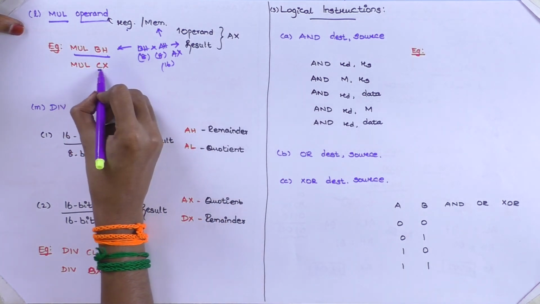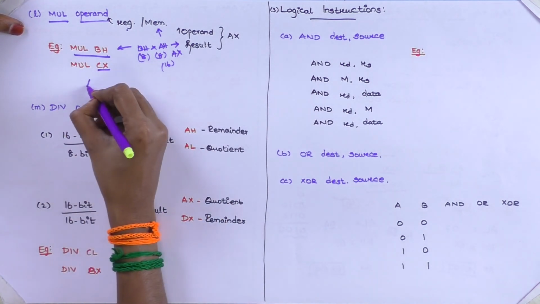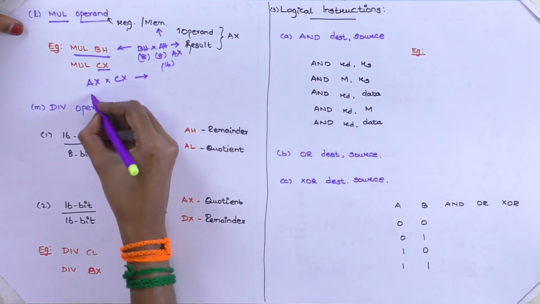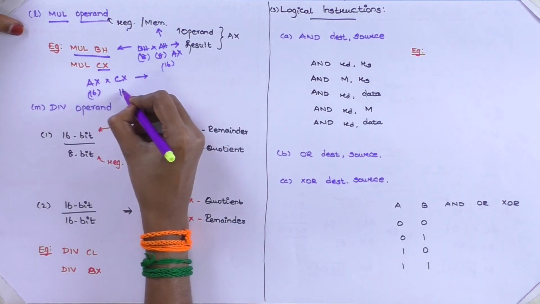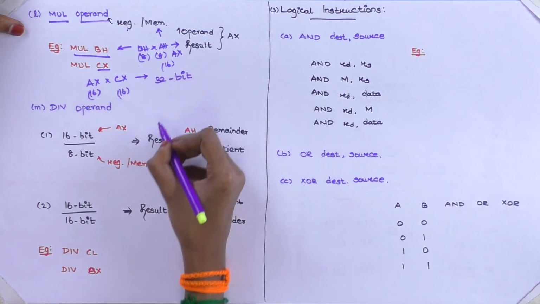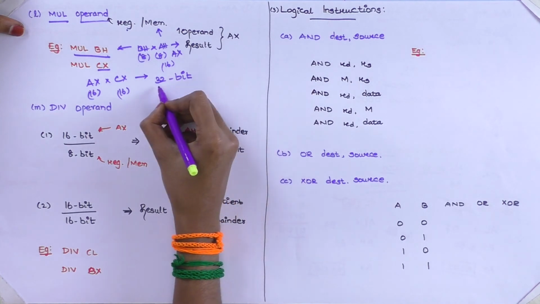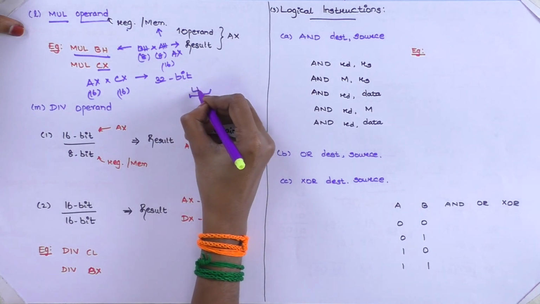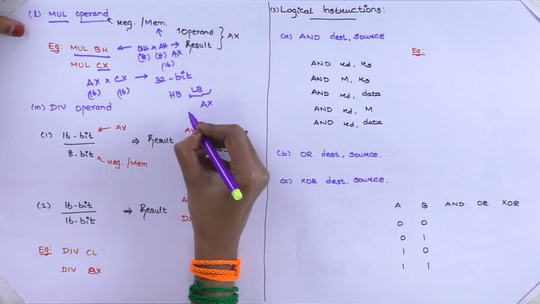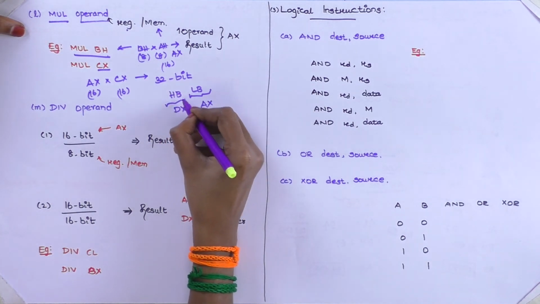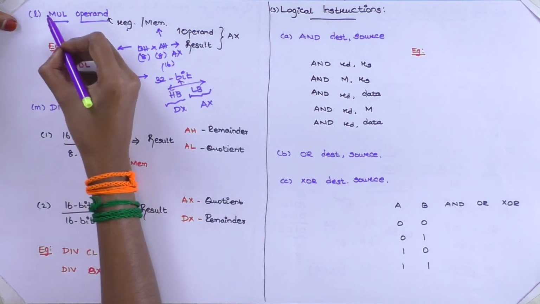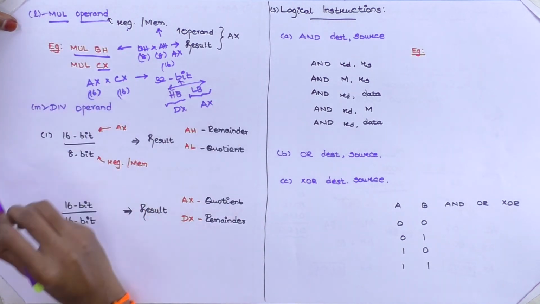Okay. So if you multiply with the CX register, what will happen? AX into CX register, this is a 16-bit and this is a 16-bit value. The result will be 32-bit. Fine. So in the 32-bit result, the lower bytes will be stored in the AX register, and the higher bytes will be stored in the DX register. As a total, this is 32-bit. Fine. This is for the multiplication instruction.